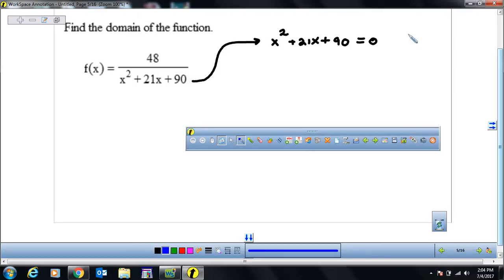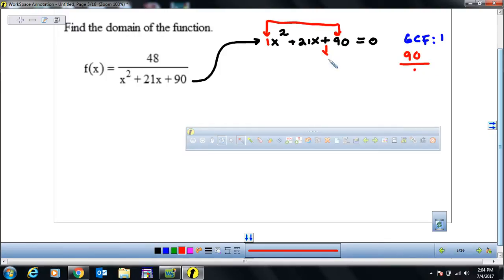So the first step in factoring is finding the greatest common factor. Now, this denominator, x squared, which is 1, 21, and 90, the greatest common factor of them is 1. Then this is a trinomial, so we're going to factor using the a times c method, which is 1 times 90, right? So we need to get two numbers that when multiplied they give me 90, and when those numbers are added they give me 21.